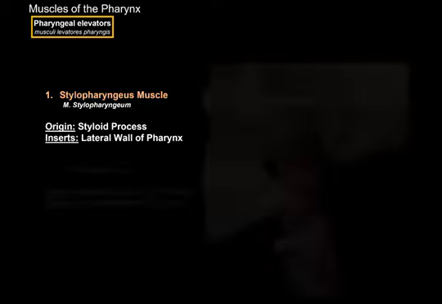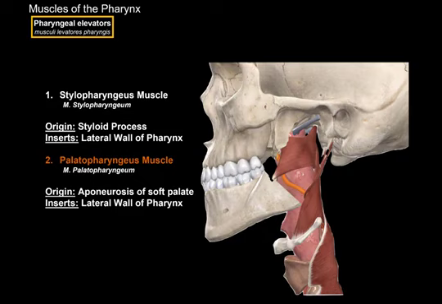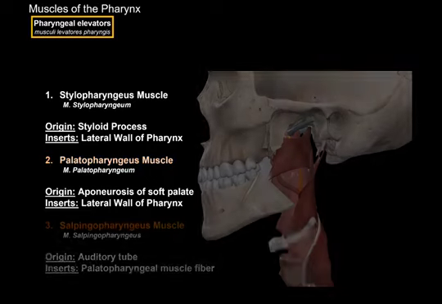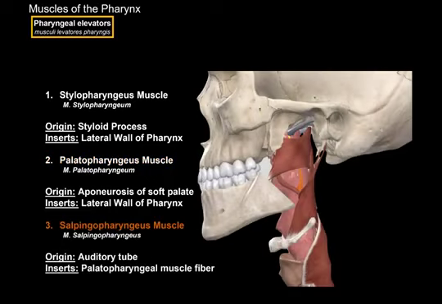The next one is the palatopharyngeus muscle. So looking at its name, it's going to originate from the soft palate and then insert at the pharynx. Or to be specific, it's going to originate from the aponeurosis of the soft palate and then insert at the lateral wall of the pharynx. And finally, the last muscle of the elevators is the salpingopharyngeus muscle. It's going to originate from the walls of the auditory tube, and then insert at the fibers of the palatopharyngeus muscle. So when you swallow, it's also going to help open up the auditory tube.